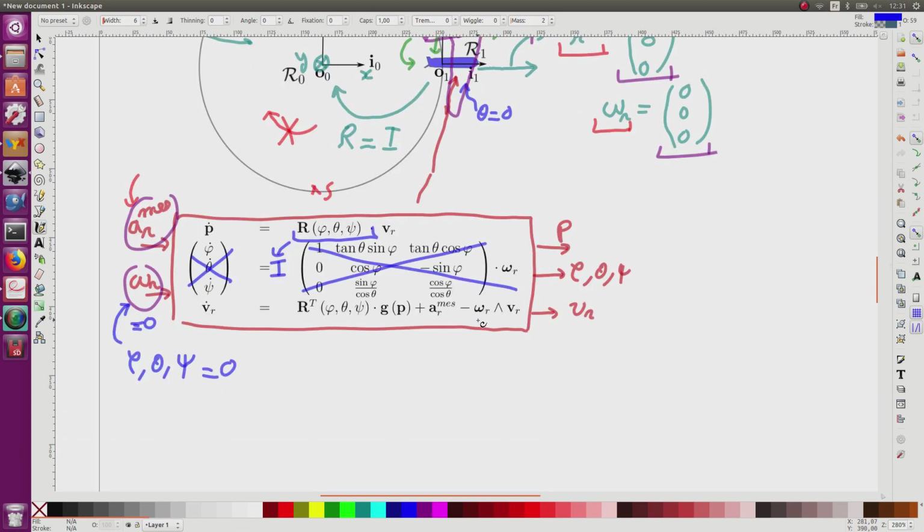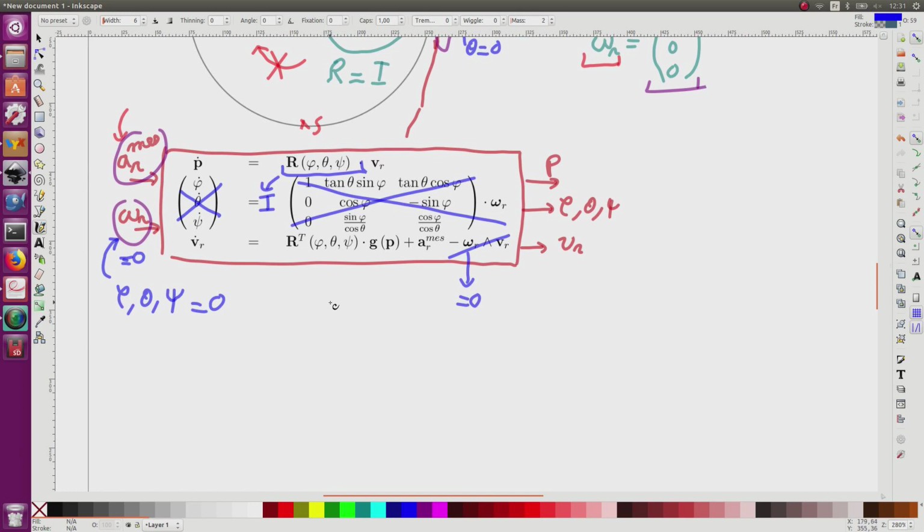Moreover, since I have no rotation, this one is equal to 0, and so all this is equal to 0. And the equations of the inertial unit become p dot equal vr, vr dot equal j of p plus ar measured.